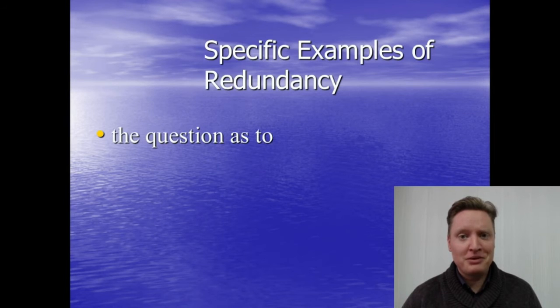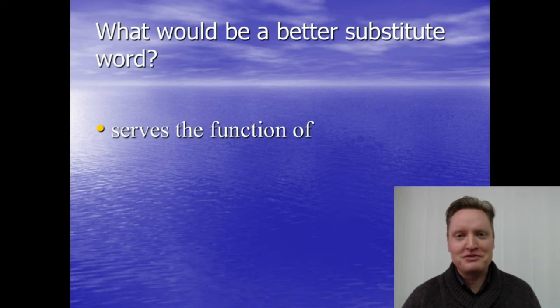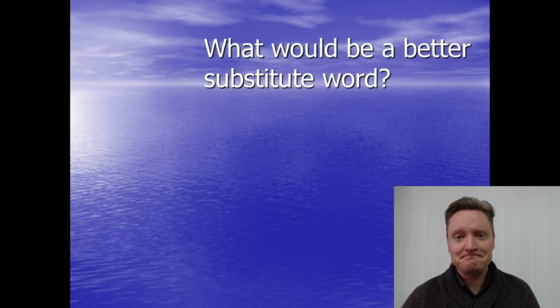Here's the first example I want to give you. The question as to. Whenever you see that phrase, you can just cut it out and replace it with whether. Shorter is always better if the meaning stays the same. Don't write serves the function of, unless the function is different from the normal function. If I serve the function of a teacher, I am a teacher. My function is not really important, so you can just say is, unless it's not the normal function.